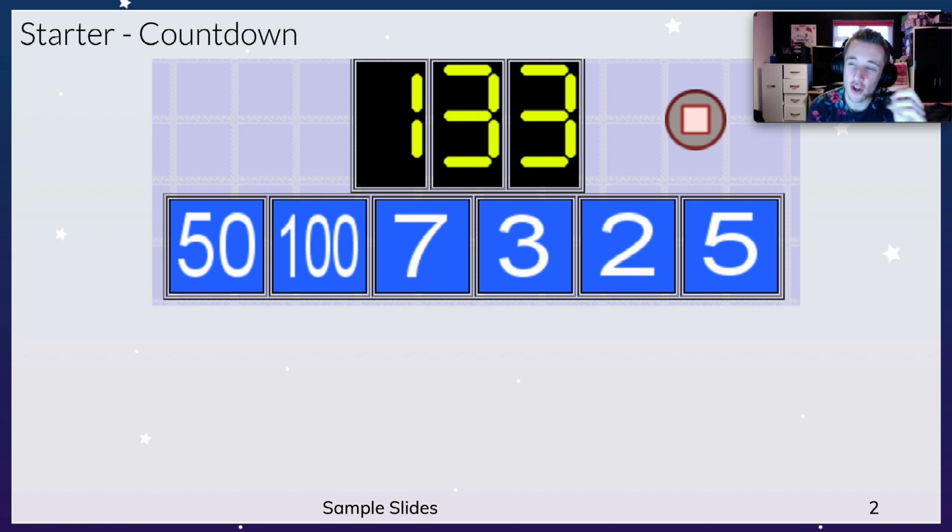Now you can only use each number once. You can use any of the four operation signs, so you can add, subtract, multiply or divide. You can use them in any order, but you can only use each number once. The idea is to get as close as you can to the yellow number, and if you can, to actually get the number. So pause the video now, have a go at using the numbers to make 133. I will then give you the solution in a second while I work through how I would do it.